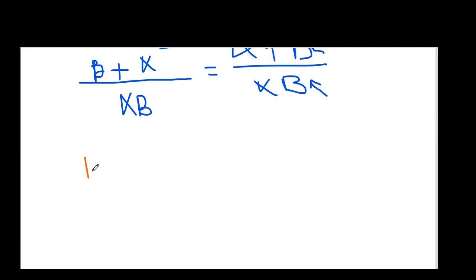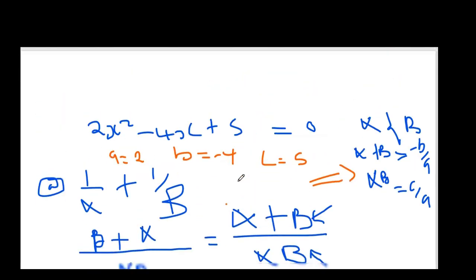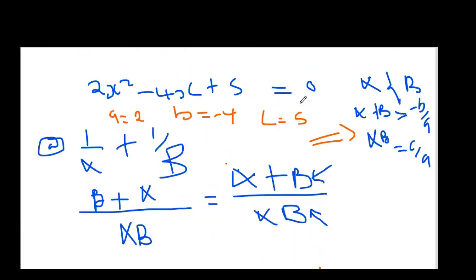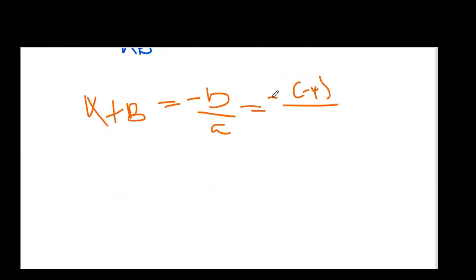Alpha plus beta would be equal to minus B over A. What is our B? Our B is -4. So meaning we put minus, then our B, which is -4, over 2. 2 is our A. So what are we going to have? On top there, it will be minus multiplied by minus, so just 4 over 2, which is equal to 2. We have 2 there as our sum.